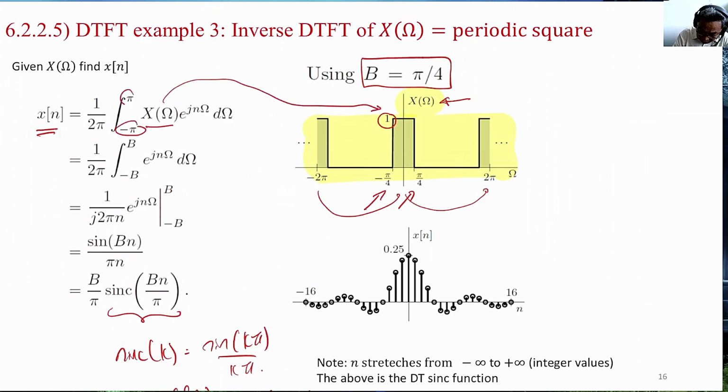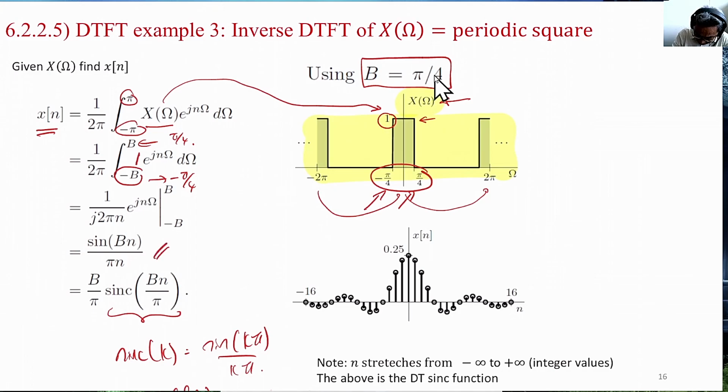We are going to perform the integration from −π to π, and this is relatively simple integration because X(ω) only exists from this range, from −π/4 to π/4 with a value of 1. So this is 1, and it goes from −π/4 to π/4. And we can of course do this integration, and we get this expression over here, which is 1/(j2πn) e^{jωn}, with this interval from −b to b, where b is π/4.